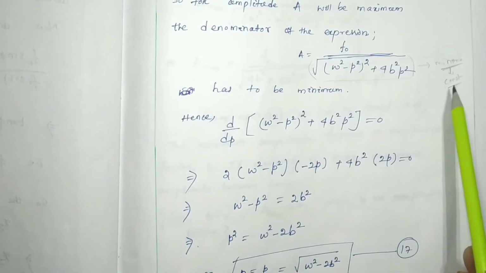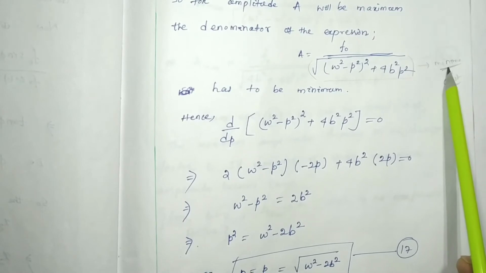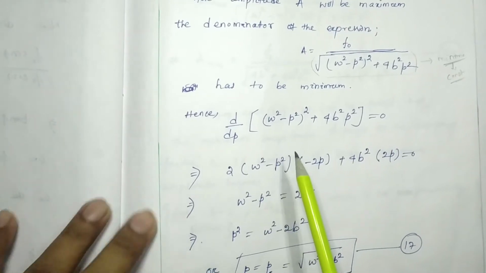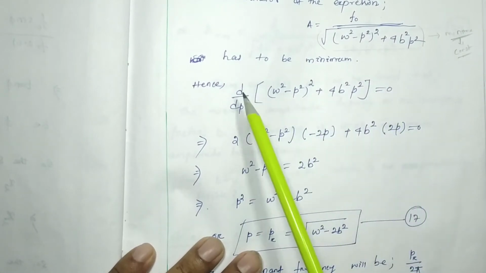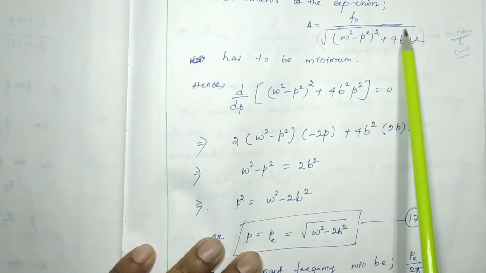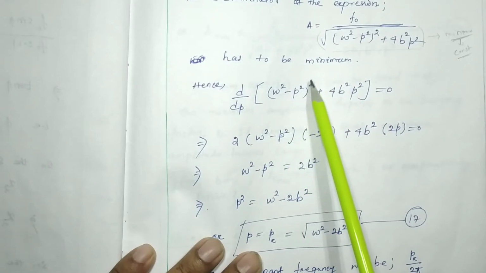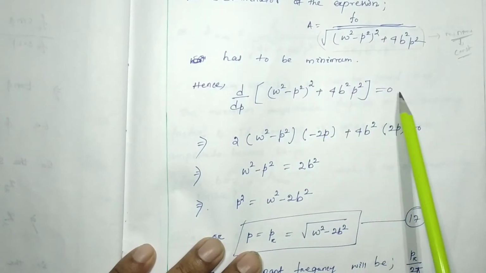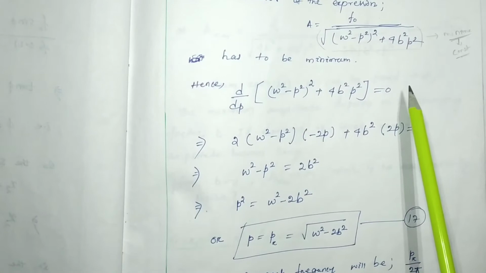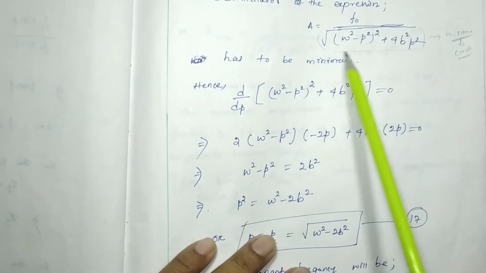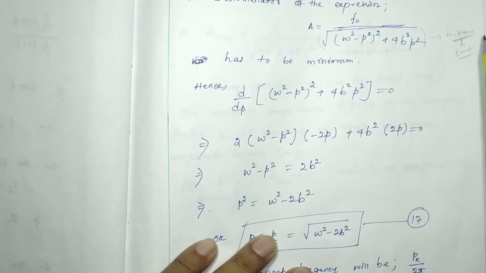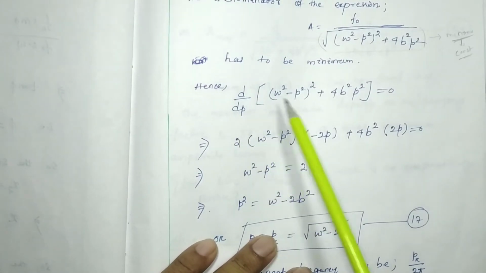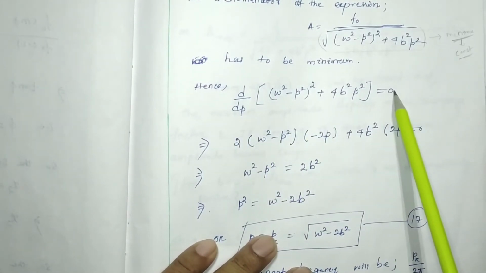So if it is a constant or minima, then it's a derivative. First derivative with respect to p will be equal to 0. So d by dp of omega square minus p square whole square plus 4b square p square will be equal to 0, because for maximum amplitude this denominator should have to be minimum. If it is minimum, then it will be considered as a constant. Then the first derivative with respect to p has to be 0.